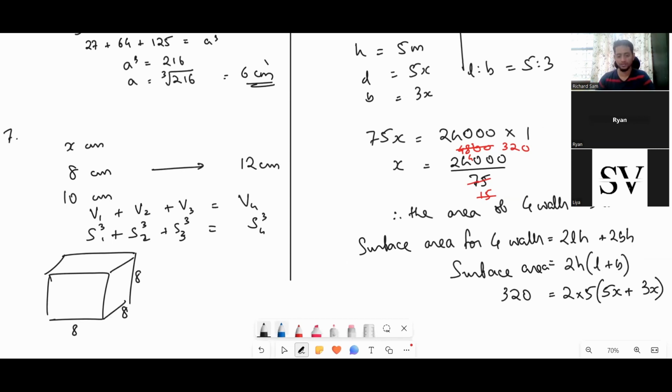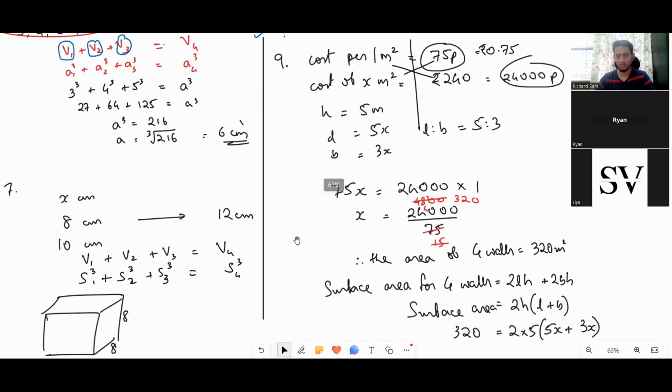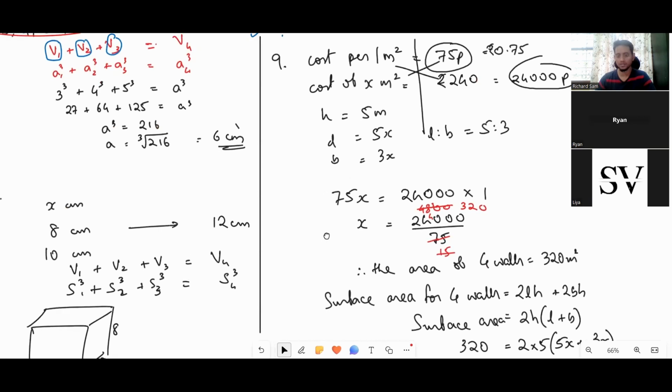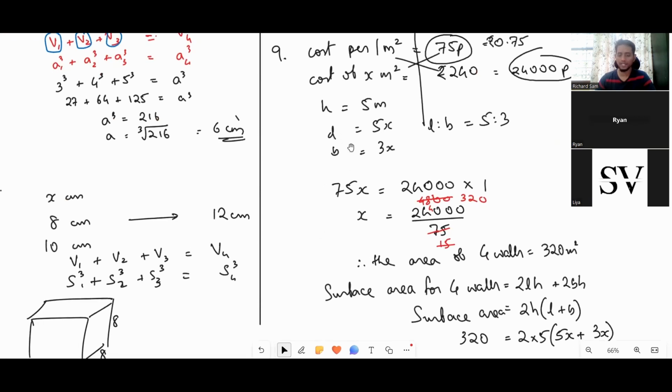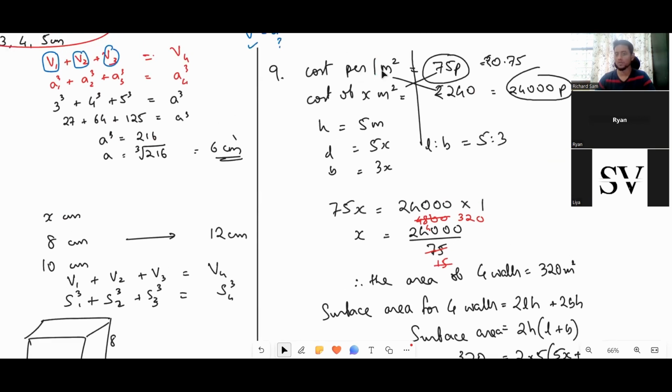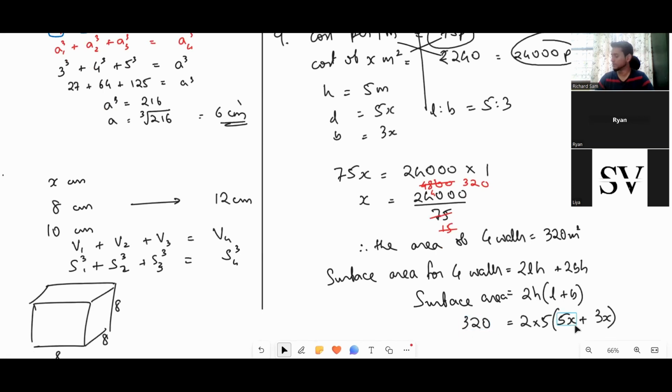Did everyone understand how to do this question? So how did we start off with this? Question is, find the length and breadth. We have to find relationships between all the values that are given here. Since they gave the cost for 1 meter square and the total cost, we found the total area by doing cross multiplication. Then we had the height, length and breadth in terms of x. So we needed a formula for the area of the four walls, which was 2h into (l plus b). In that we could substitute all the values that were given, and then you can find x.